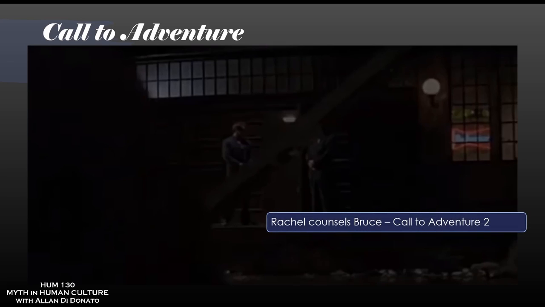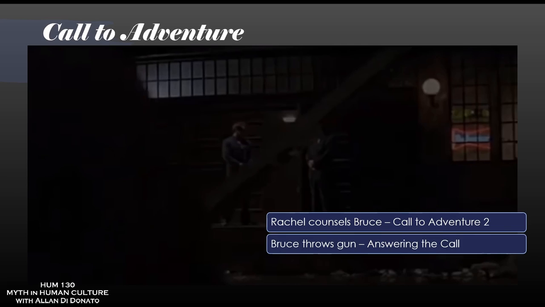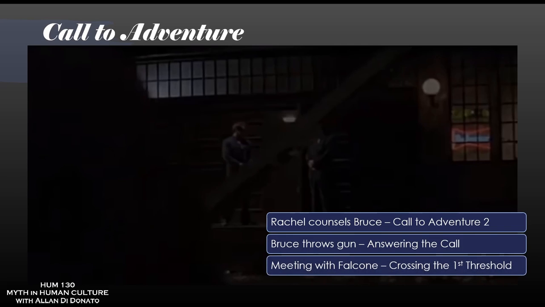So let me just bring up some of the text on the screen. Rachel is going to be a counsel to Bruce. This is the second call to adventure. He throws away the gun, which kind of represents him answering the call. Then he goes in, meets with Falcone, and he crosses another threshold, right? He goes again through the doorway, into the bar, into the pit of hell. And he's going to be off on his journey.